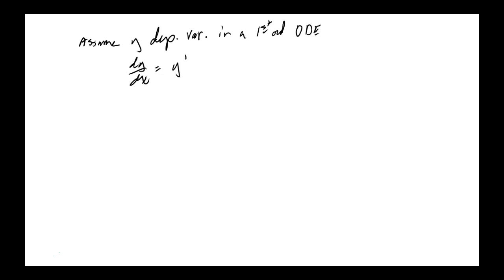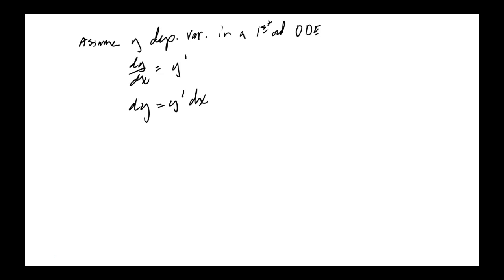Now, if that's the case, this is also true. Written in differential form, this is dy is equal to y prime dx. This is derivative form, but it is a differential equation. This is the differential form of a differential equation, when you separate the d's, dy and dx.